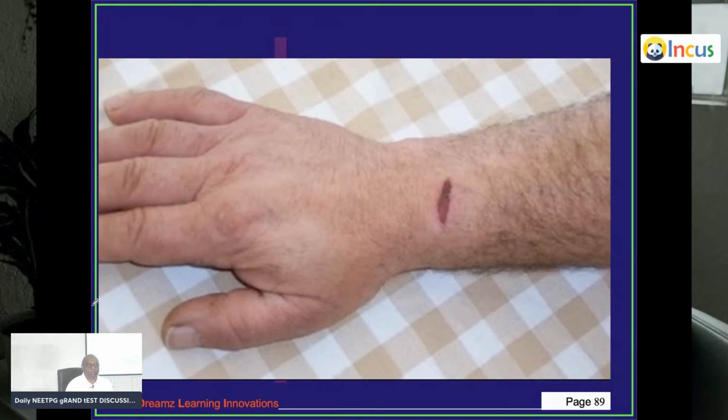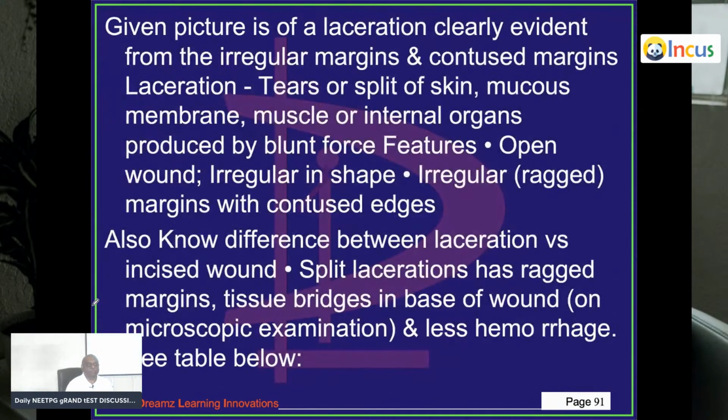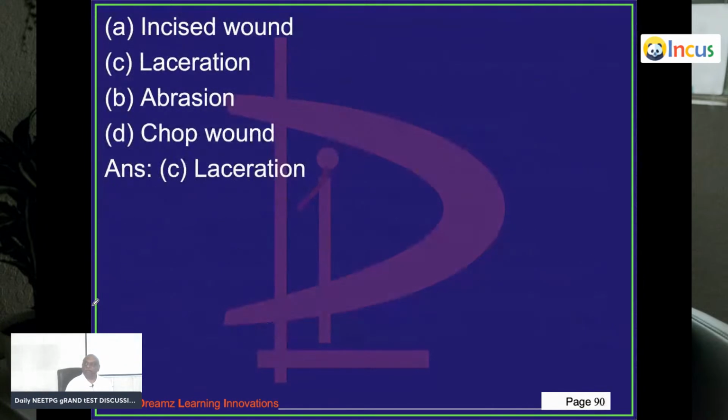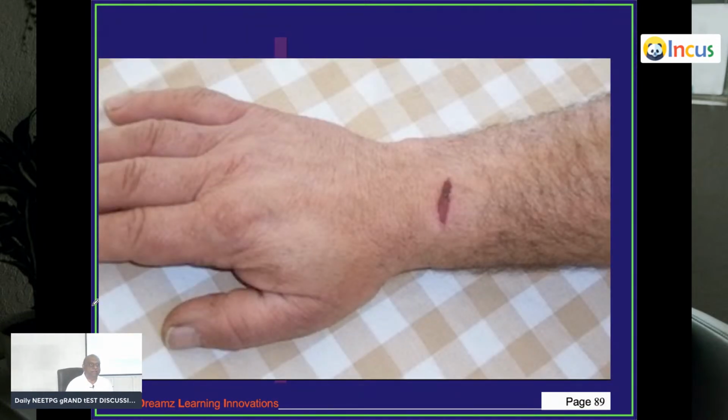Identify this lesion. Laceration. The other day, what did I ask? Incision-like laceration on the forehead.